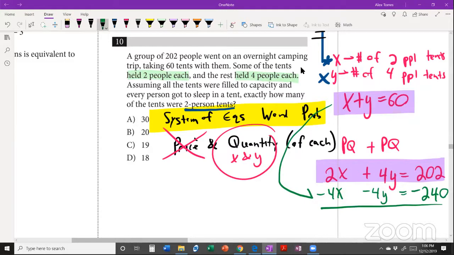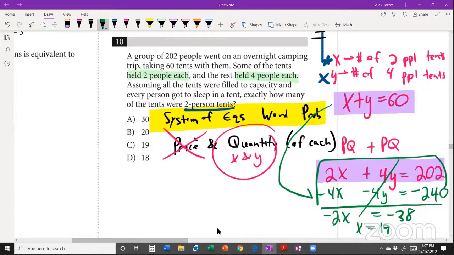So this is our situation that we can now just add straight down and solve. 2x minus 4x is minus 2x. The y's cancel. 202 minus 240 is -38. And divide by -2 on both sides, x is 19. So we were looking for x, it's 19, and we're done.